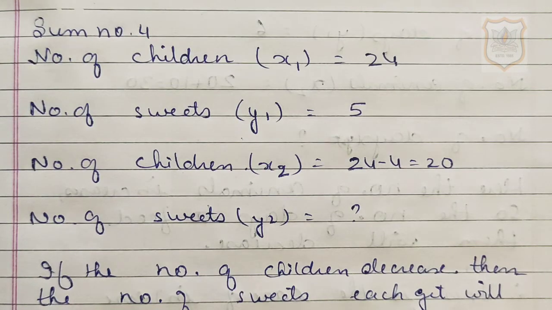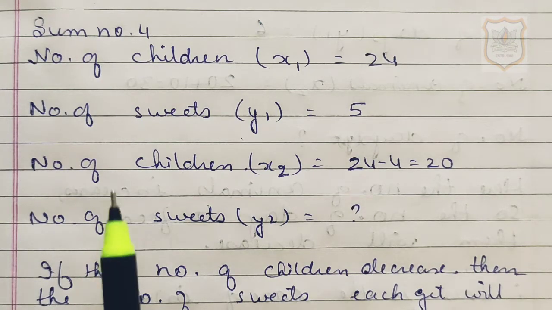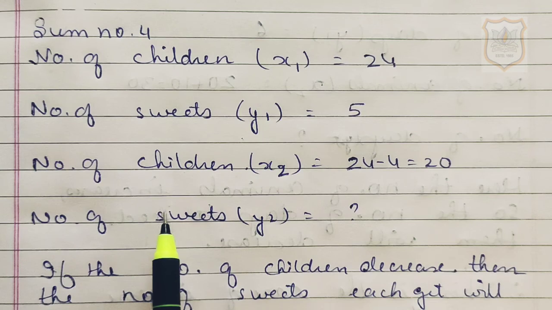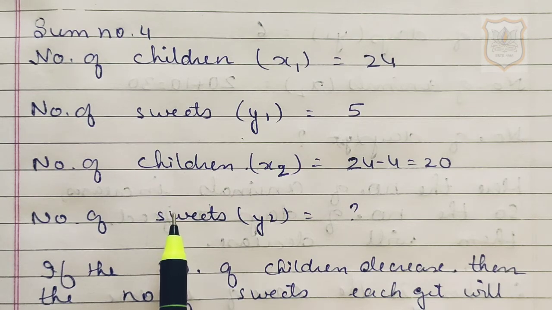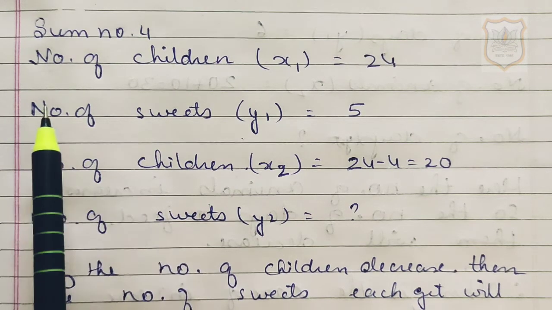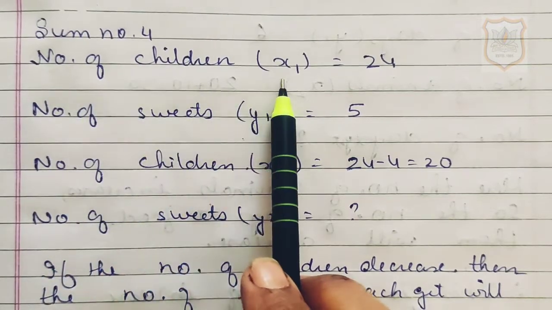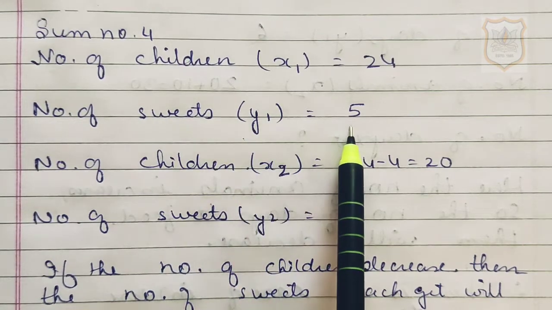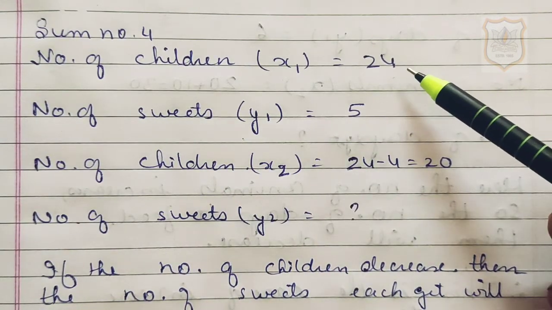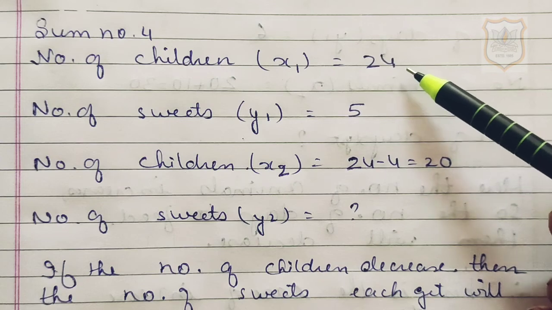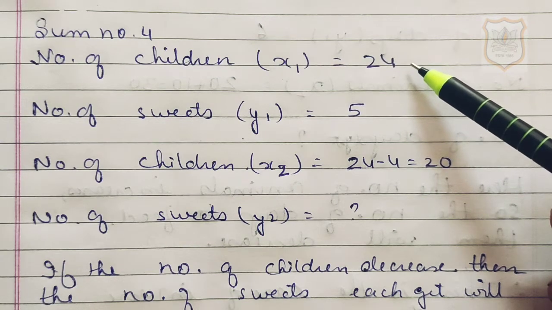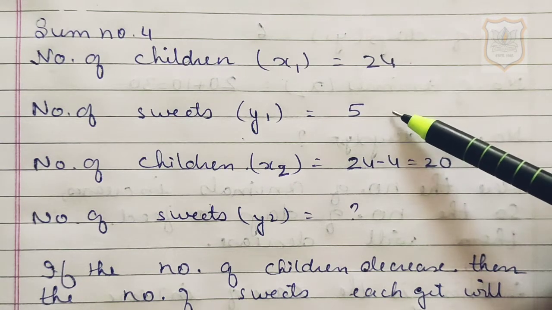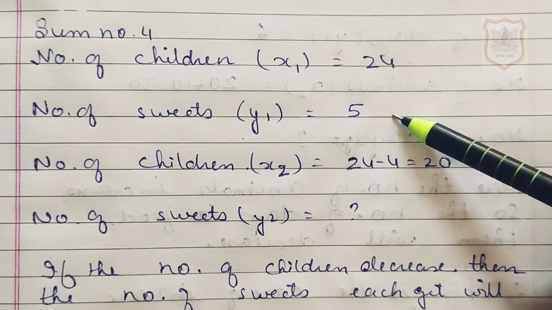Now solution for sum number 4. Students, first we will write down the details given in the question. Here it is given that if a box of sweets is divided among 24 children, they will get 5 sweets. So the number of children, that is x1, is 24 and the number of sweets, that is y1, is 5. If the sweets are divided among 24 children, each child will get 5 sweets.